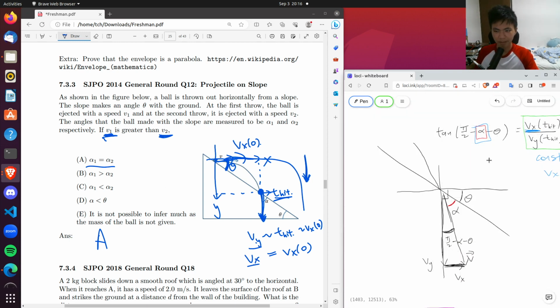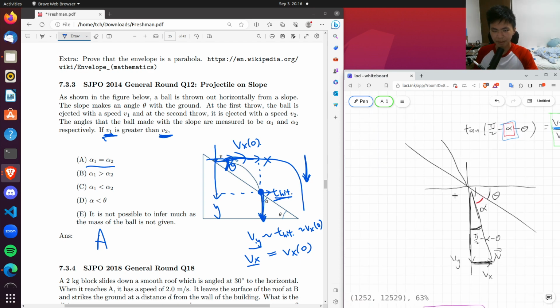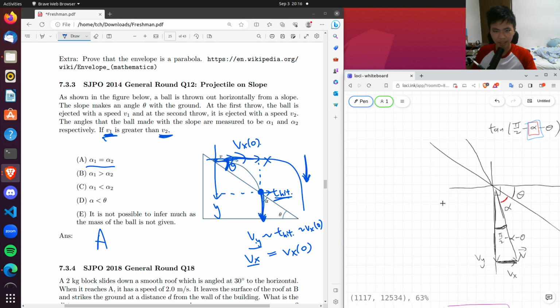I hope that this kind of reasoning, which takes a while to navigate, is something you can do yourself as well. This kind of chain of reasoning, where this depends on that, and that depends on that, is quite common in SJPO, especially the MCQ questions. I hope that you get more practice with this, and this is just the first example where we see this kind of chain of reasoning happen. Okay, so if not, I'll see you in the next question.